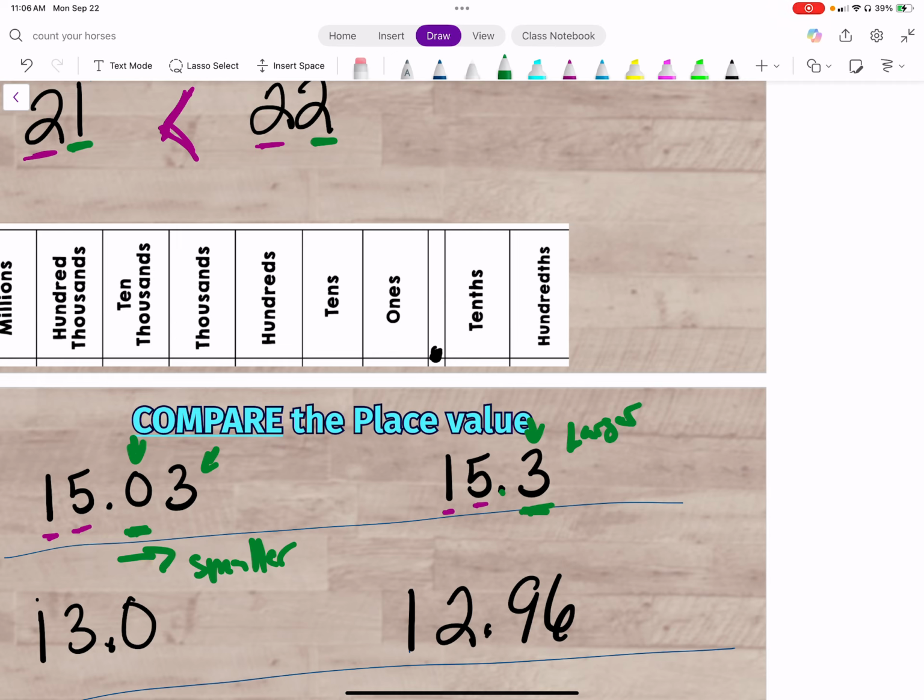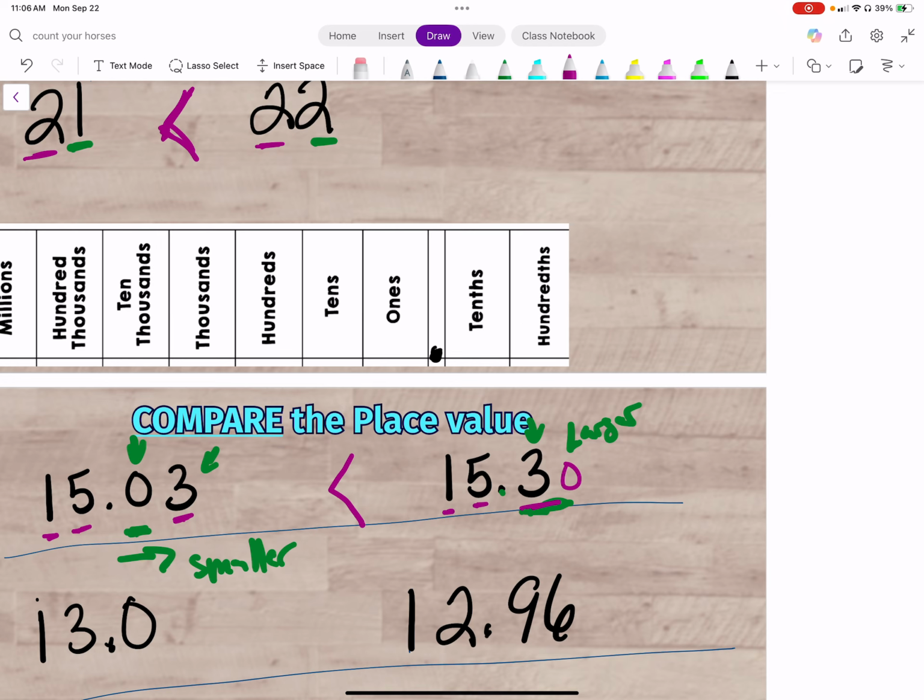Think of it also as money. So this 3 right here is in the 30 cents place, where this 3 over here is in the 3 pennies. Would you rather have 30 cents or 3 pennies? Well, I would rather have the 30 cents. So that being said, 15 and 3 hundredths is less than 15 and 3 tenths.